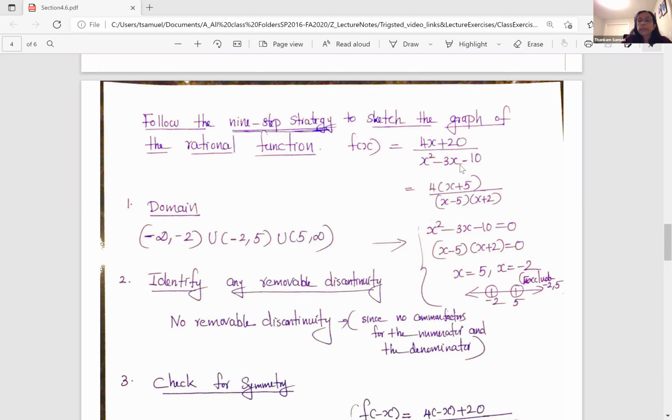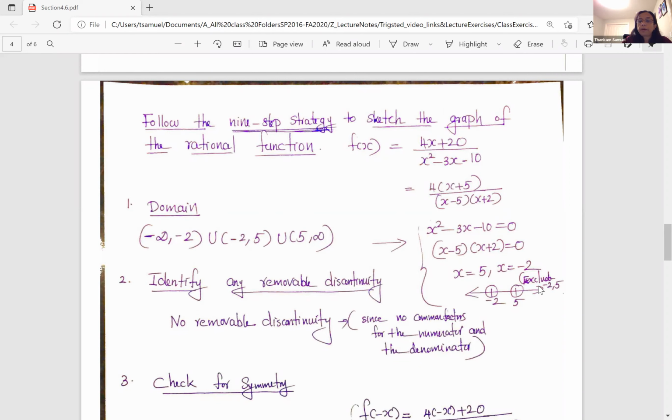So we need to exclude from the domain of this function all x values that make this denominator 0. In order to find that, we need to factor the denominator. x squared minus 3x minus 10 factors as (x minus 5)(x plus 2). The domain doesn't include x equals 5 or x equals negative 2, so we need to exclude those points.